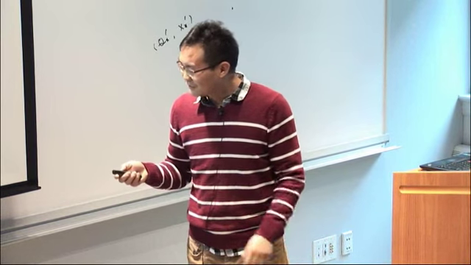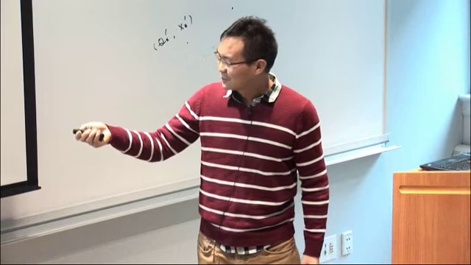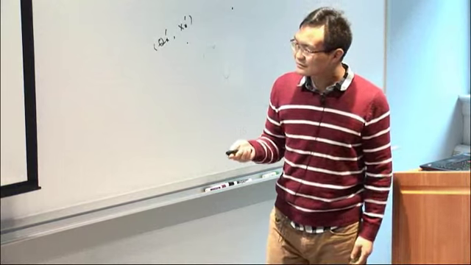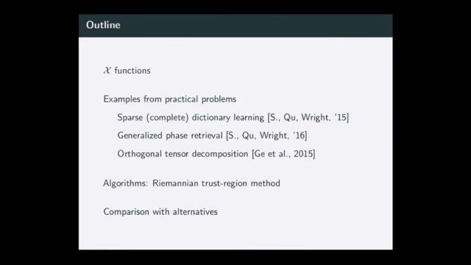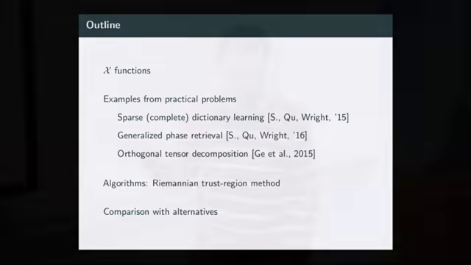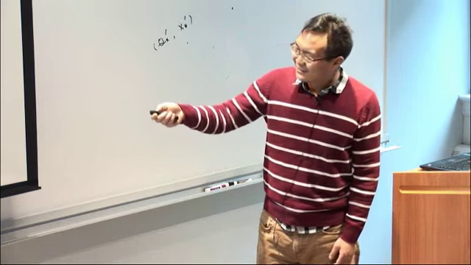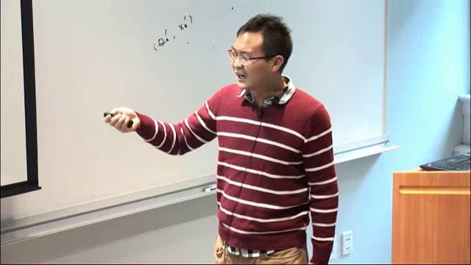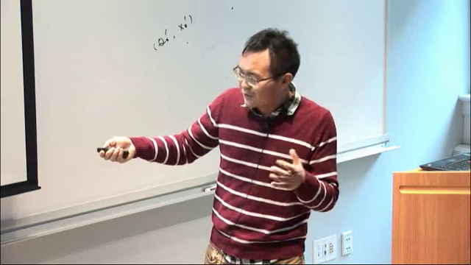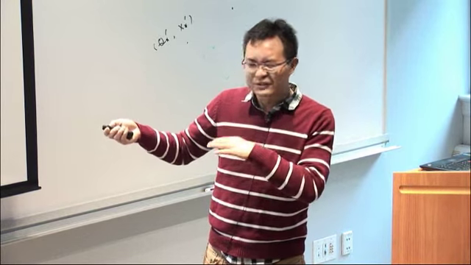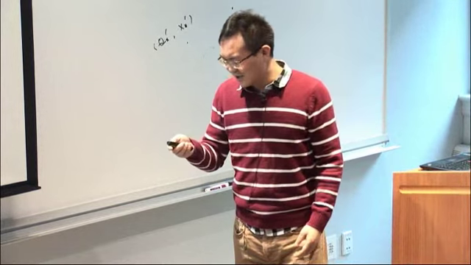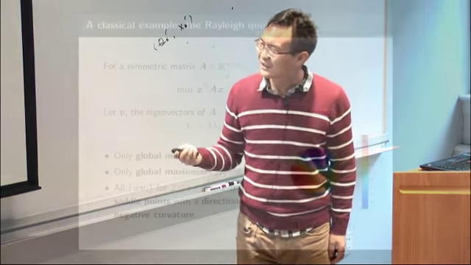But before that, I would like to discuss what I mean by this kind of nice structure. So we'll start with what I call X functions, because I don't have a good name for it yet. Then I'll give you very concrete examples from machine learning or signal processing that have this kind of structure. I'll discuss briefly what you can do with these functions to get a global minimizer, and I'll compare with other approaches to non-convex optimization nowadays. Okay, let's start with X functions.